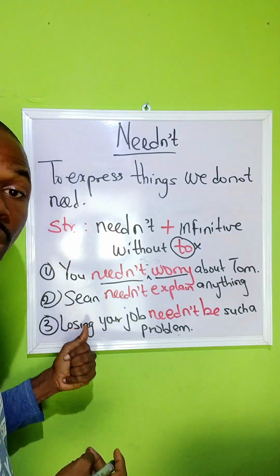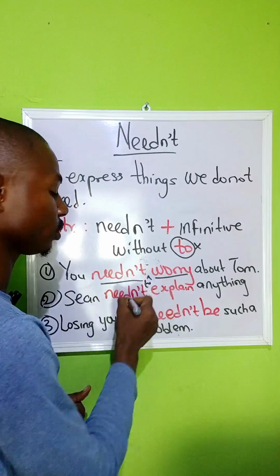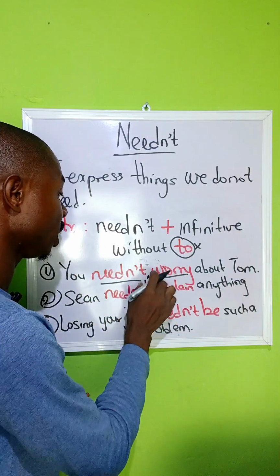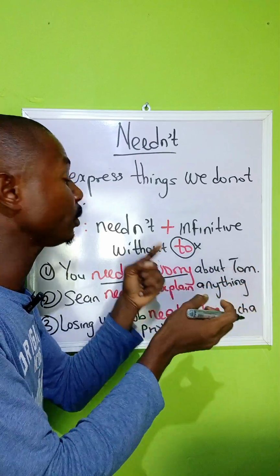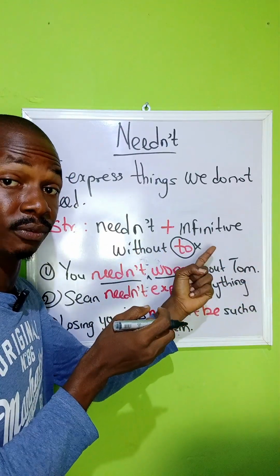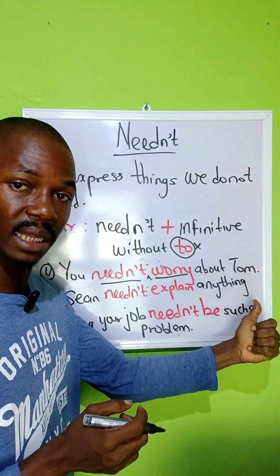Number 2, Sean needn't explain anything. So you don't have to add to. That's going to be incorrect. So you don't have to say Sean needn't to explain. No, the principle is needn't plus the infinitive form of the verb without to. Sean needn't explain anything.